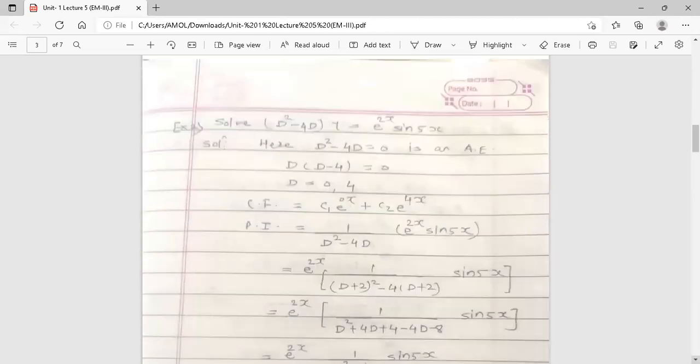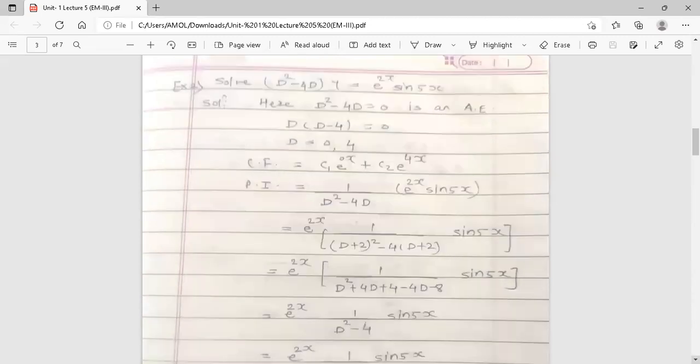Now this is the second example. Solve D square minus 4D into y is equal to e raised to 2x into sine of 5x. Here again, it is the reduced form of LDE. Phi of D into y is equal to f of x. So you equate the function phi of D equal to 0, so that you will get the auxiliary equation. So here D square minus 4D is equal to 0 is an AE.